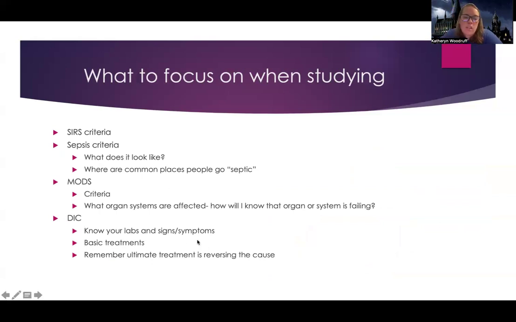Then for DIC, know your labs and signs and symptoms. Again, remember early on, they start by doing a lot of clotting and they follow that with doing a lot of bleeding. So you want to know, what does it look like when someone's clotting? What does it look like when someone's bleeding? Where am I going to see this bleeding? Where am I going to see the clotting? What are some of the basic treatments?